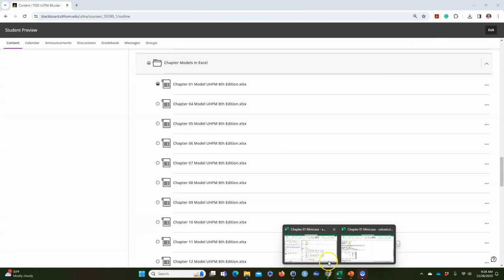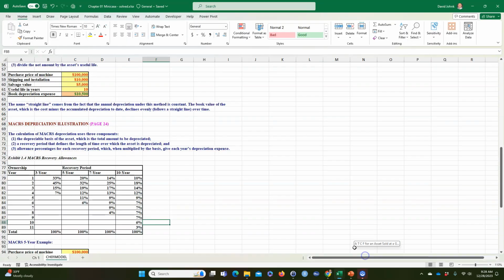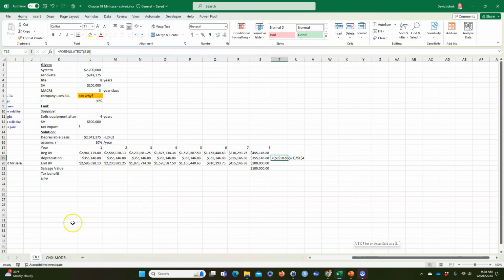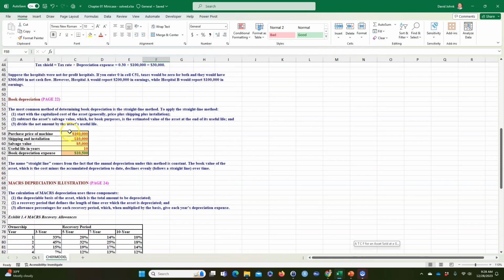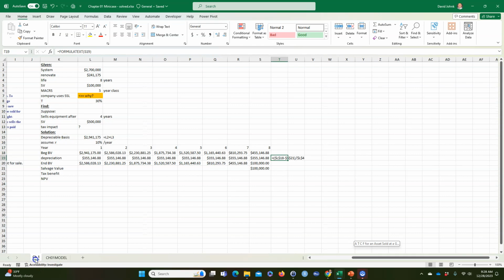And now I have this here, this is what I was working on. You can see what they did right here is what I did right here to get this monthly depreciation or yearly depreciation. Okay, so now the tax benefit.